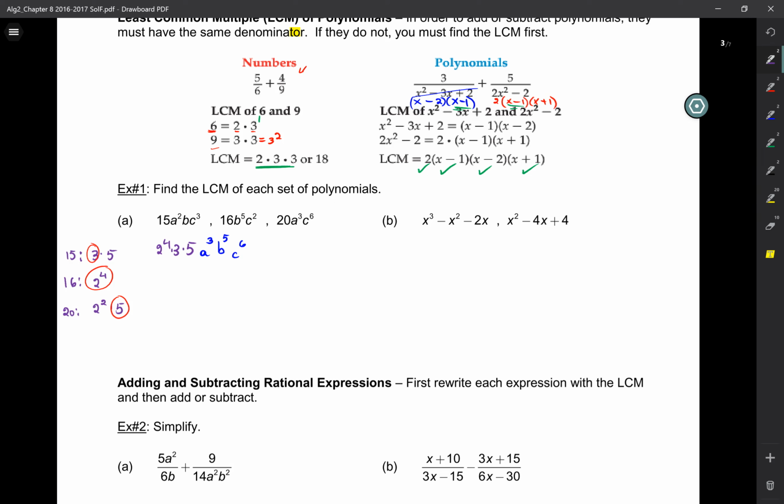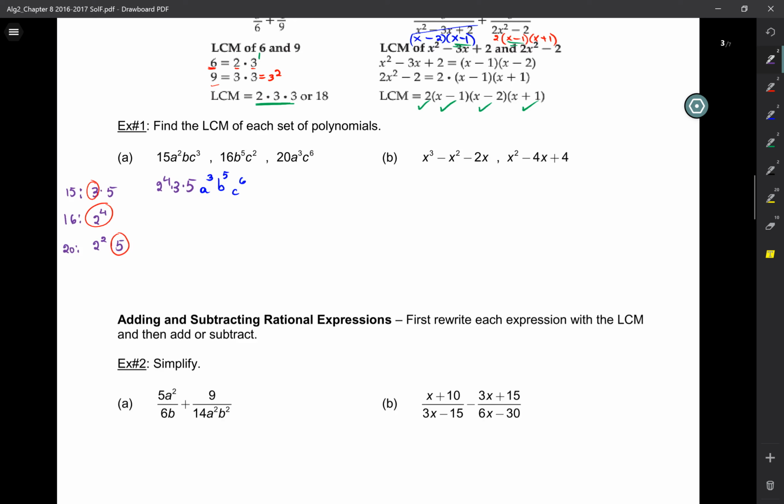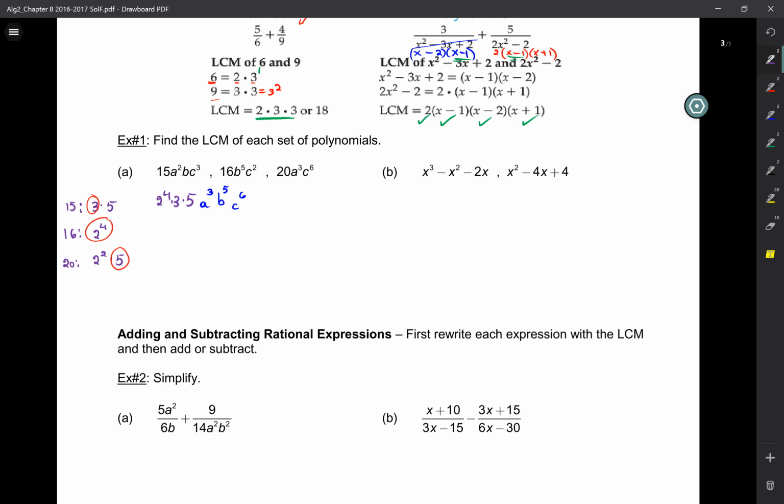So finally, when I multiply this out, what do I get? 15 times 16. What do I get? 240. Okay, so that's the LCM. All right, let's do another one here.